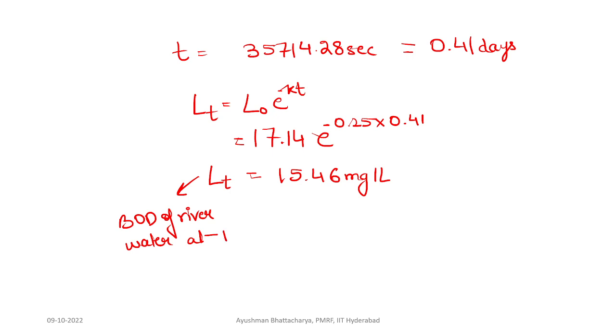So 10 kilometer downstream of the mixing point, this is the BOD of the river water. 15.46 milligram per liter is the answer.